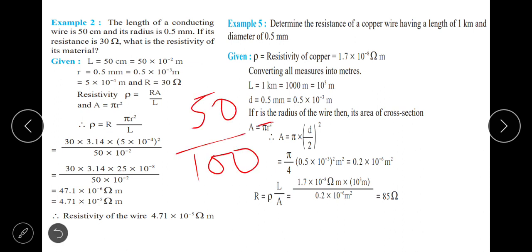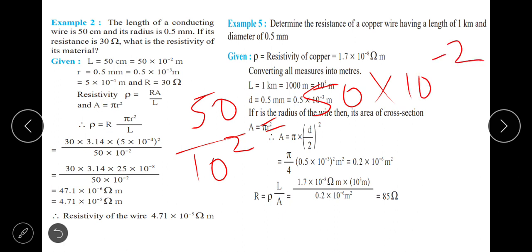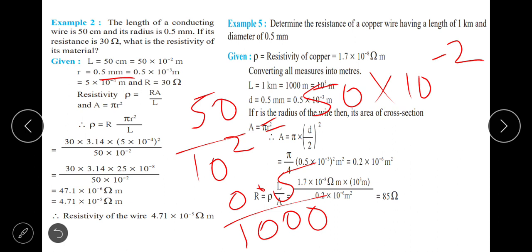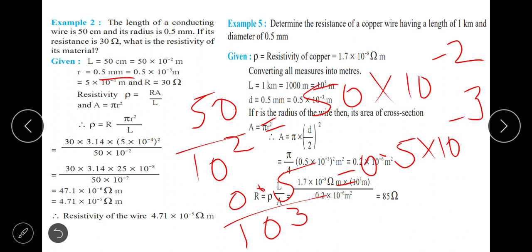So either you divide it by 100 or you can also write it as 50 into 10 raised to minus 2. Okay, this 100 can be written as 10 raised to 2 in the denominator. When you take it into the numerator, it is written as 10 raised to minus 2. Similarly, if it is in millimeter, so 0.5 divided by, milli means divided by 1000 you have to do, centi means divided by 100 you have to do. So instead of writing 1000, I can also write it as 10 raised to 3, and since it is in the denominator, while taking it into the numerator, I will write it as 10 raised to minus 3. That is fine? Yeah.